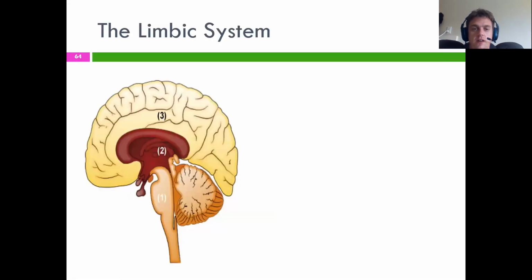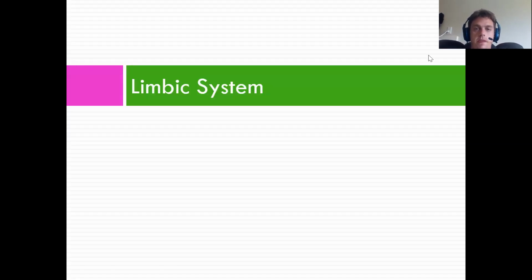Next up is the limbic system. Like we said, this is slightly higher on the evolutionary timeline, and it's involved in slightly more complicated functions.